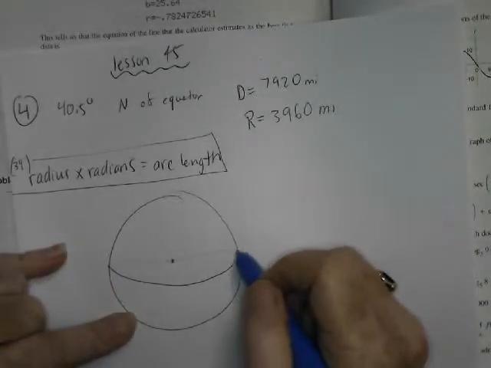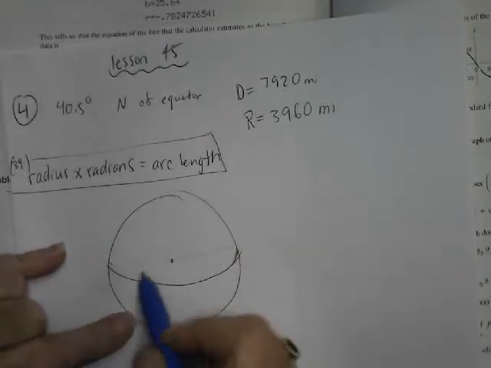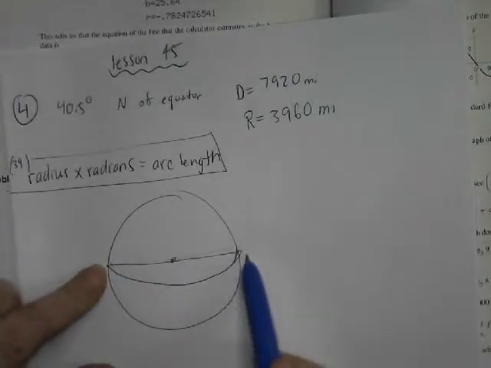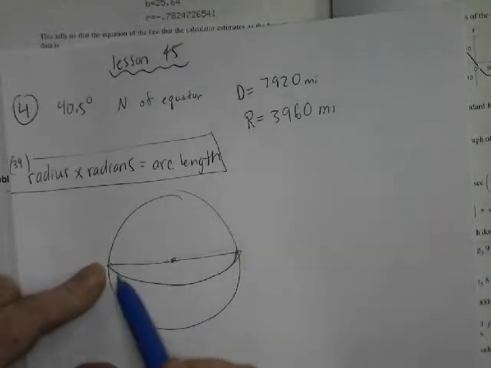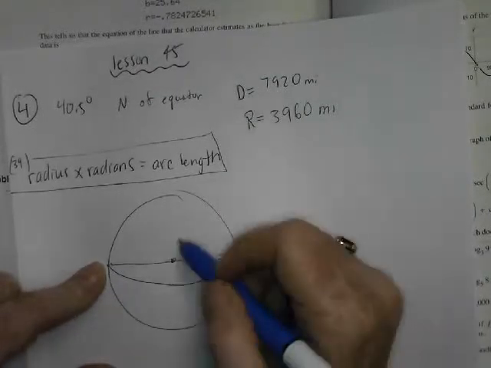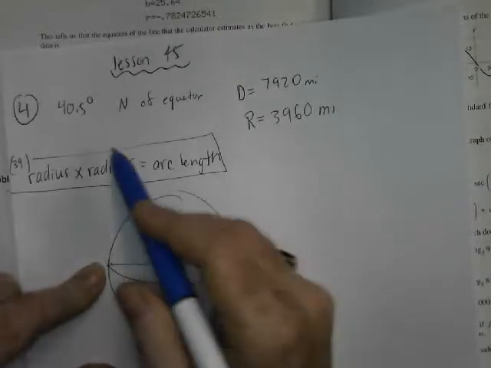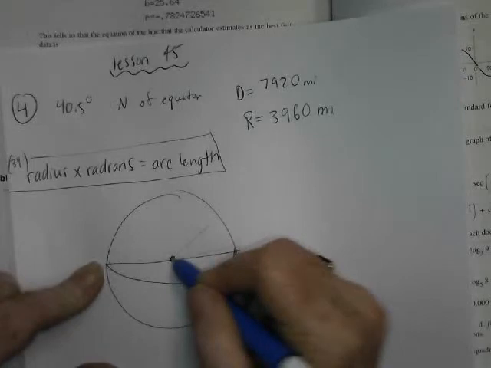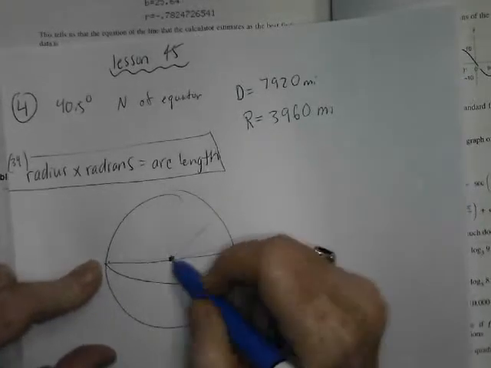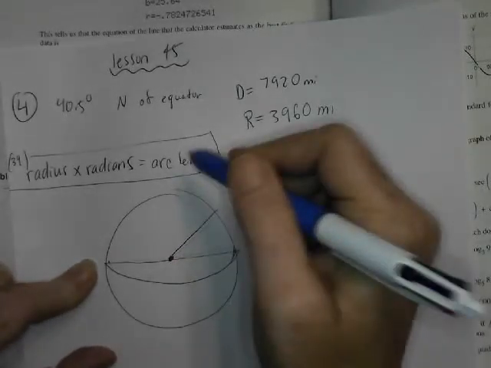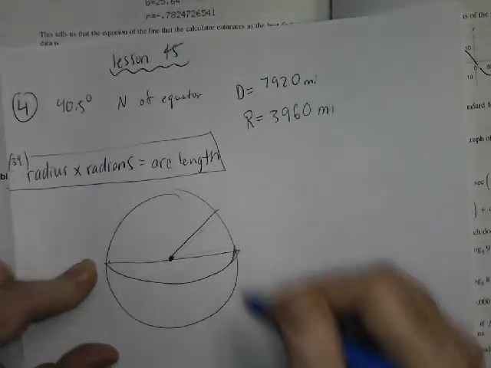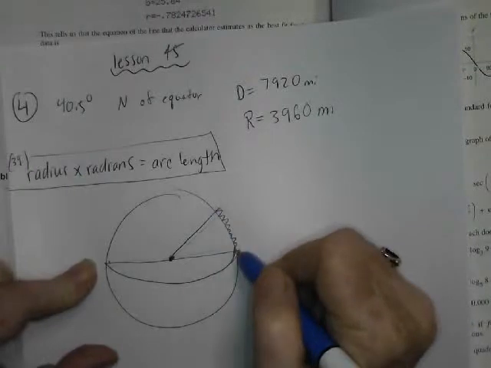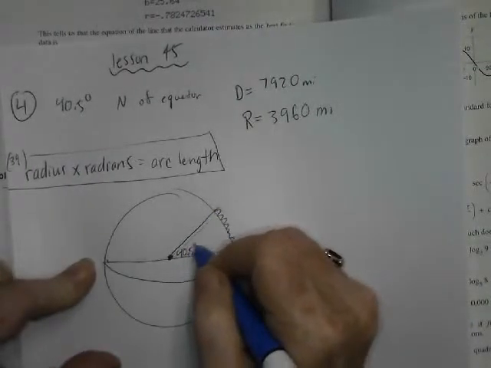So if only I would have made my picture look better. I'll make it look better. If that is going through the middle of the Earth, and this is the equator, then I can put an angle like 40.5 degrees north of the equator, from the center of the circle. I'm looking for this arc length right here, and this is 40.5 degrees. How can I turn that into radians?